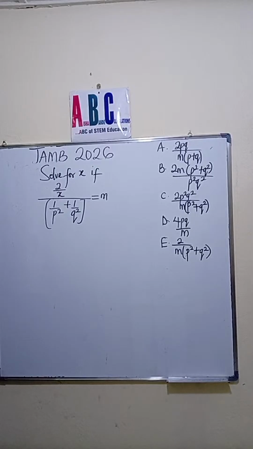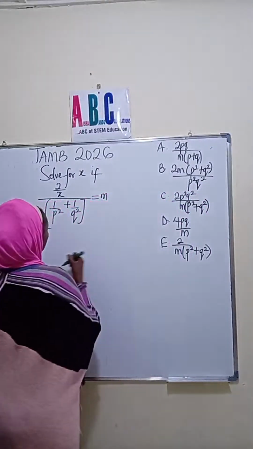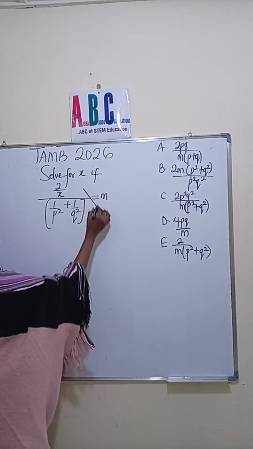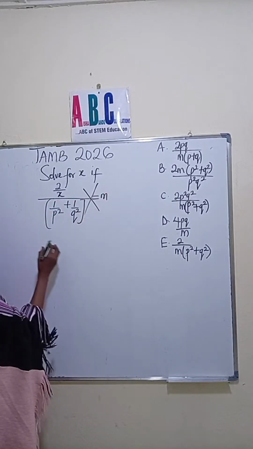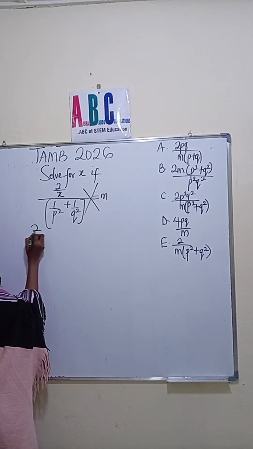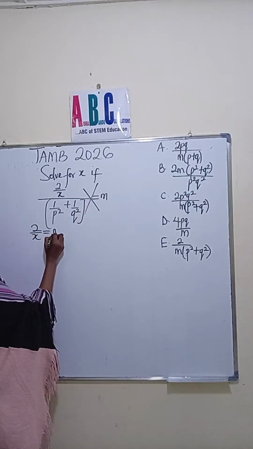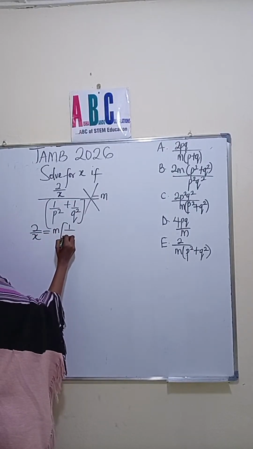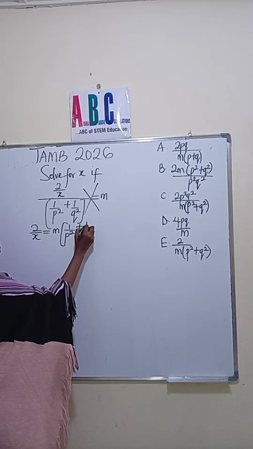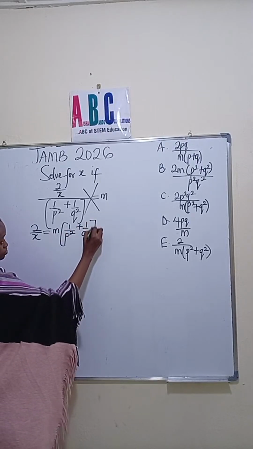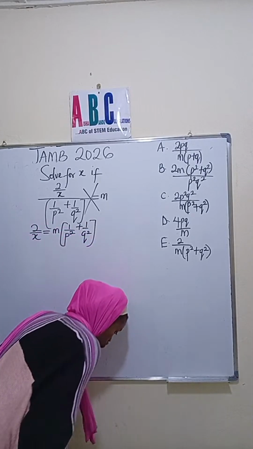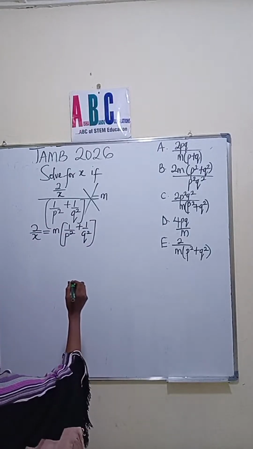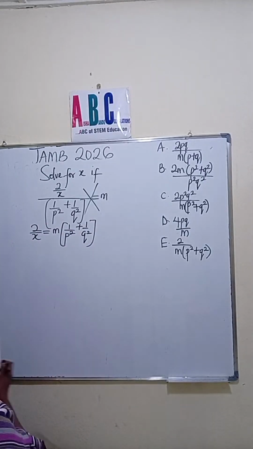So let's solve this because of time. So what do we do here? I think we cross multiply, right? It makes it easier. So this becomes 2 over x is equal to m open bracket 1 over p squared plus 1 over q squared, right? Okay, so what do we do next?